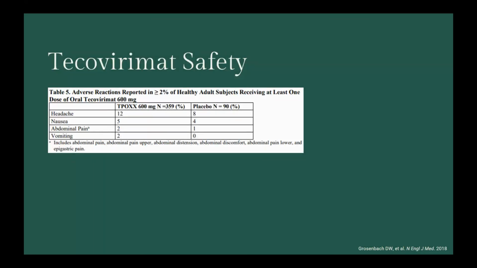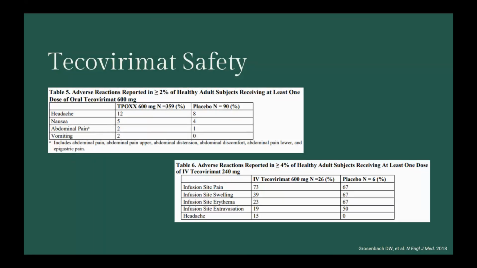Looking at the safety effects of IV Tecovirimat, they also looked at 26 patients who received IV Tecovirimat and 6 patients who received placebo. Adverse events were reported in over 4% of healthy adults, which were specifically infusion site reactions. Interestingly, though, note that approximately 2/3 of patients receiving the placebo also had infusion site reactions. And I could not figure out why, unfortunately. Overall, though, this data is showing that this medication is safe and well tolerated by patients, especially the oral capsules.